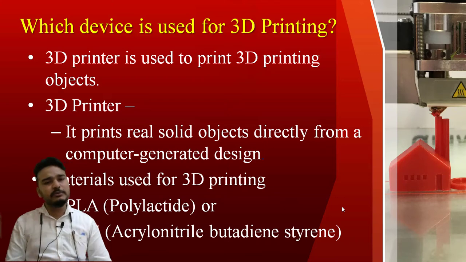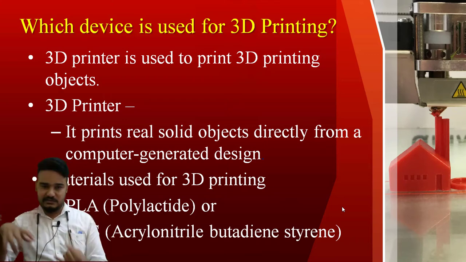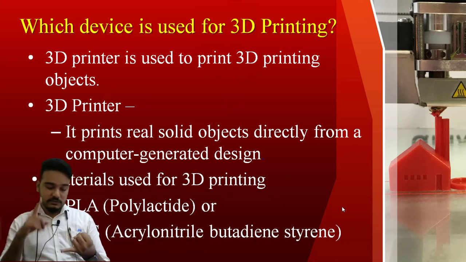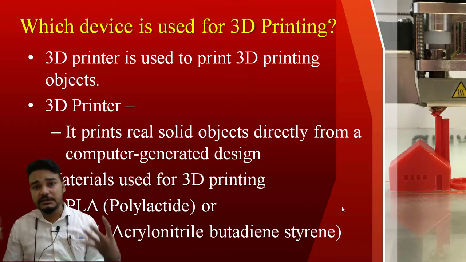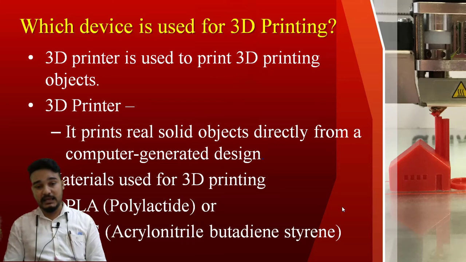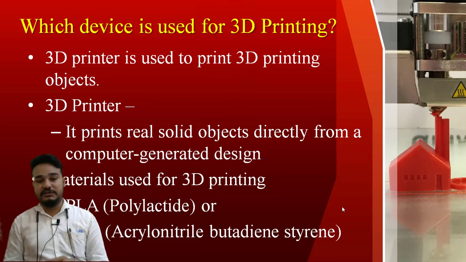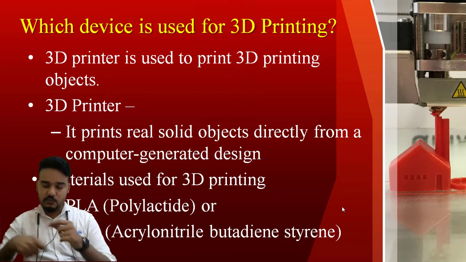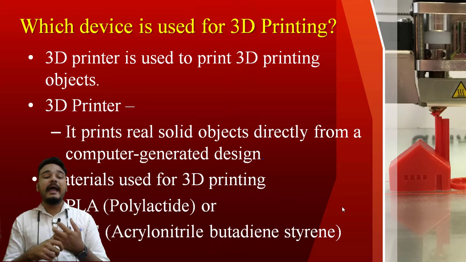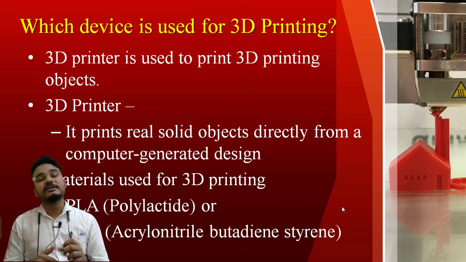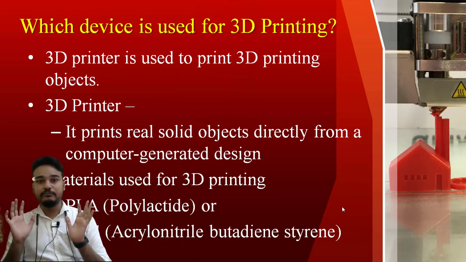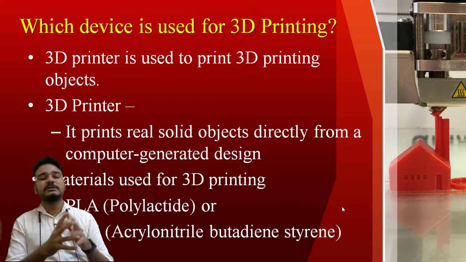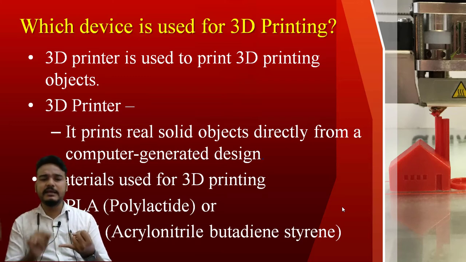In a normal printer, there is toner, meaning the ink, okay, and paper. So using ink and paper we take a printout on our normal printer. But what kind of material is used for 3D printing? For 3D printing PLA is used, that is polylactide, and ABS, that is acrylonitrile butadiene styrene. Okay, don't worry, it is a little confusing, but just remember PLA and ABS in short.